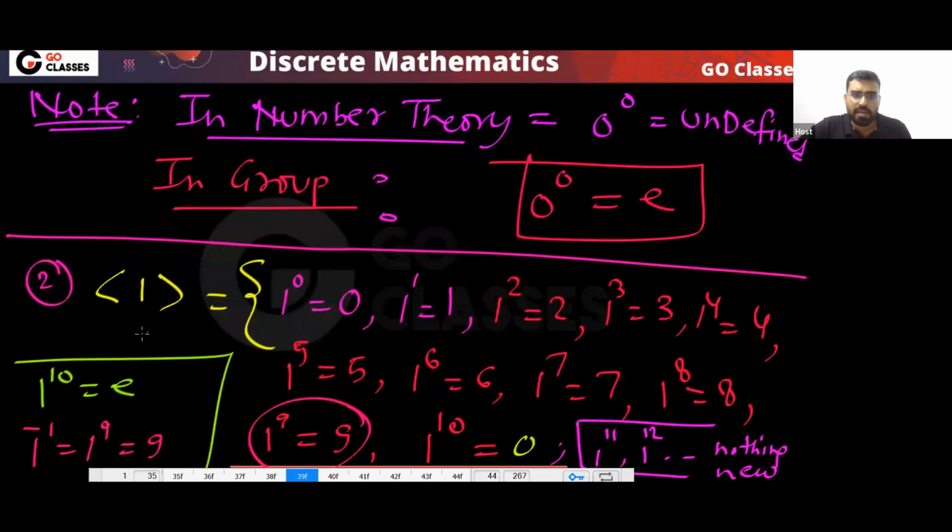Okay, let's see the next one. What is the subgroup generated by 2? Let's check it out. First you tell me, can I say the subgroup generated by 1 is the same as your actual group? Because every element is generated. So I can say this is the generator. So this 1 is actually the generator.